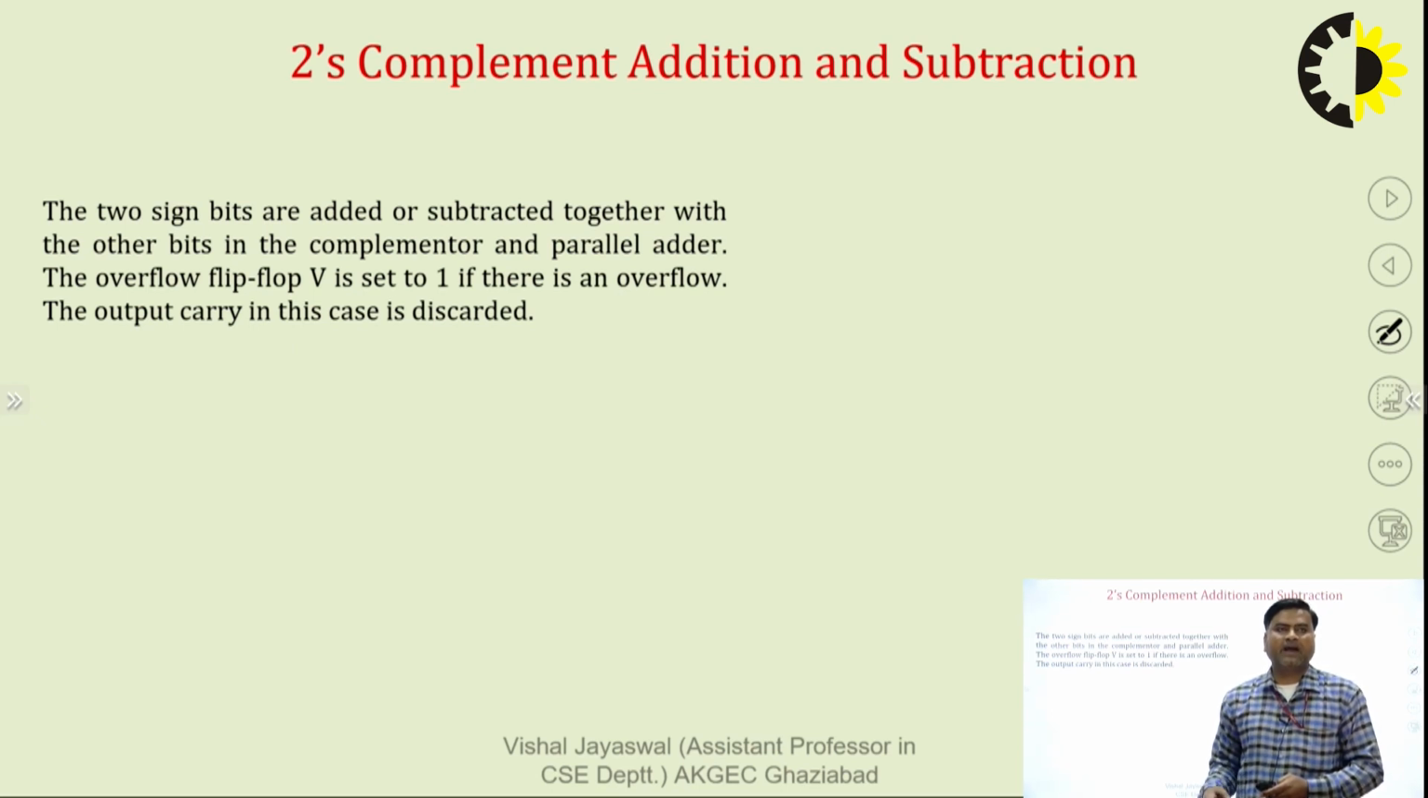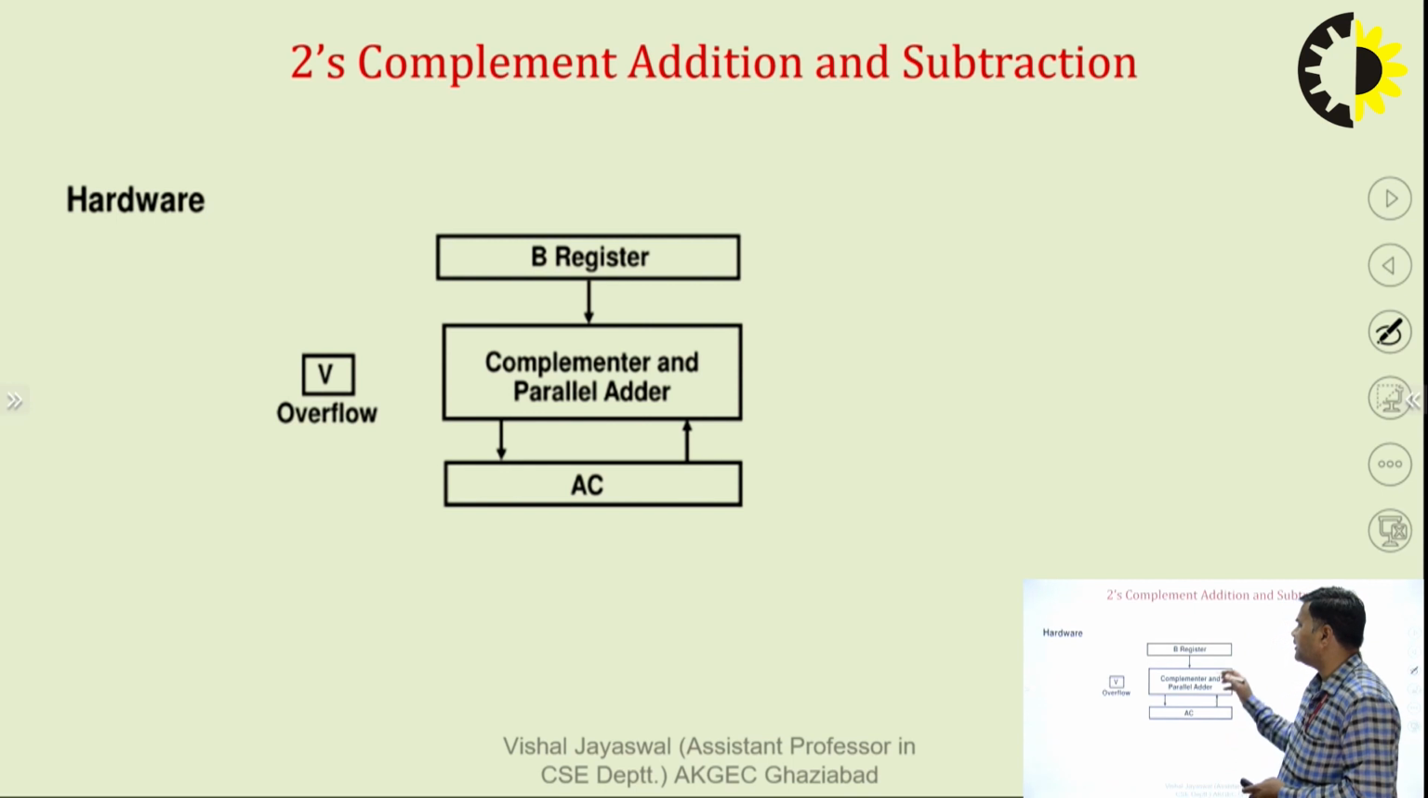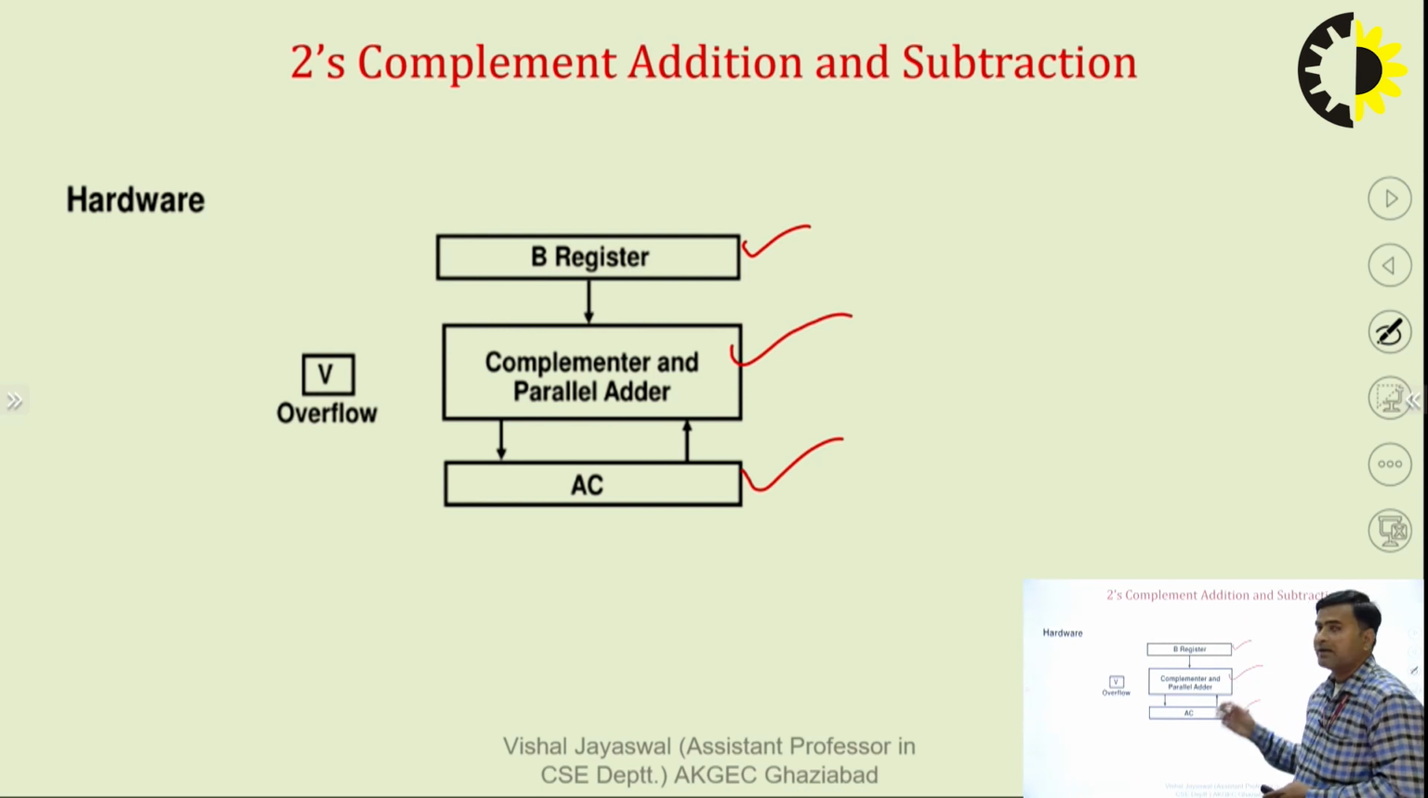For overflow detection, we have a 1-bit flip-flop, that is V, that is set to 1. This is the hardware implementation of 2's complement addition and subtraction. Here we have the two registers, that is the B register and the AC register, that is the accumulator register, and here is the complement and parallel adder where the subtraction and the addition is performed.